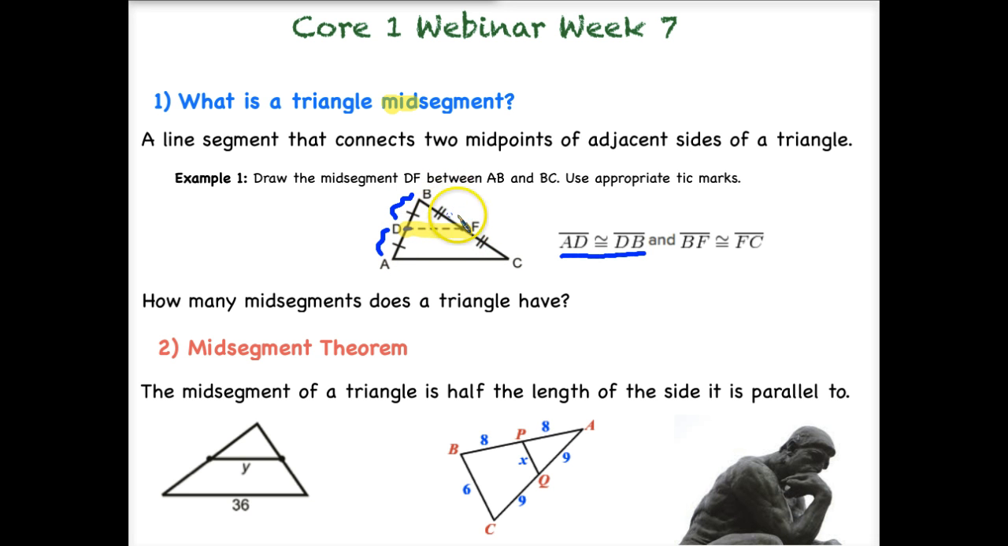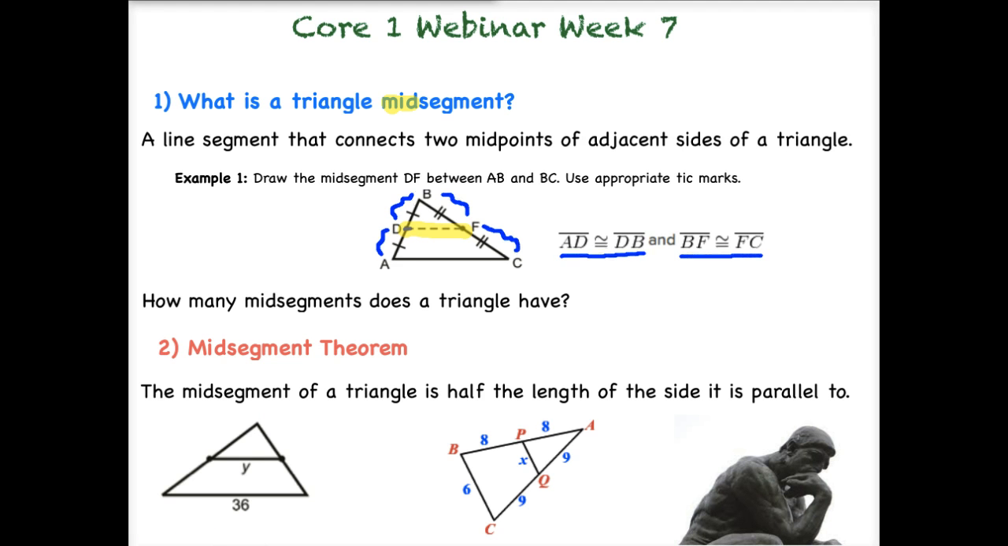Notice I have a different set of congruency marks on the other side just because these 2 lengths don't match these 2 lengths. But I do know that BF is congruent to FC, so BF right here is congruent to FC right here. So that's one important property of a mid-segment that you should know. The other important property we're going to talk about in a second.